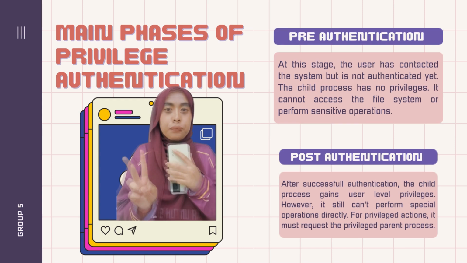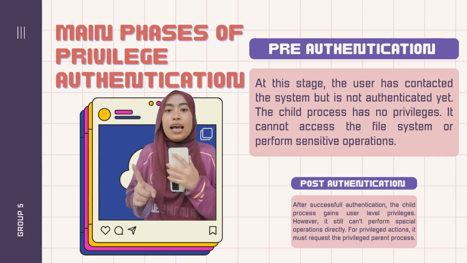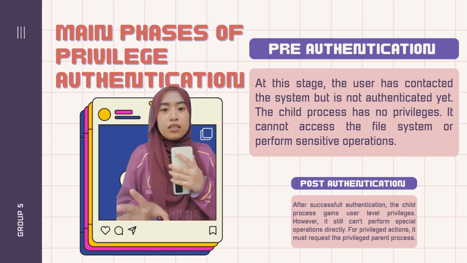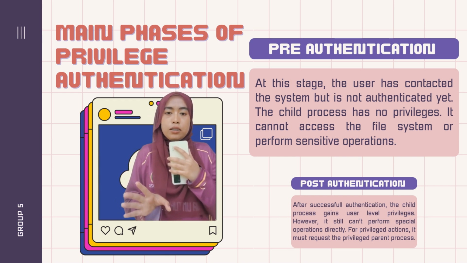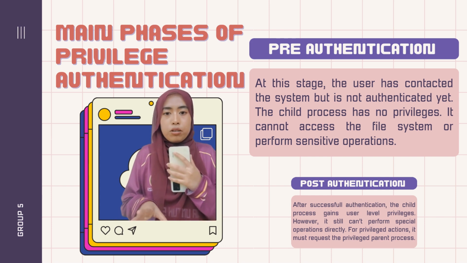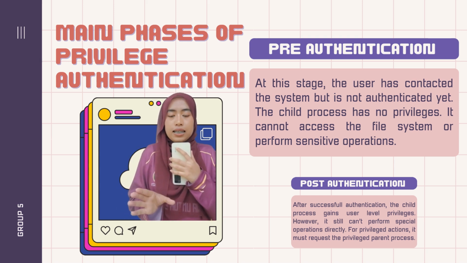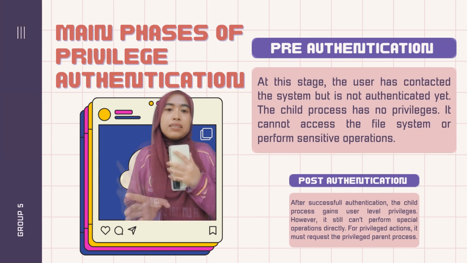There are two main phases. First is the pre-authentication phase. At this stage, the user has contacted the system but is not authenticated yet. The child process has no privilege. It cannot access the file system or perform sensitive operations.